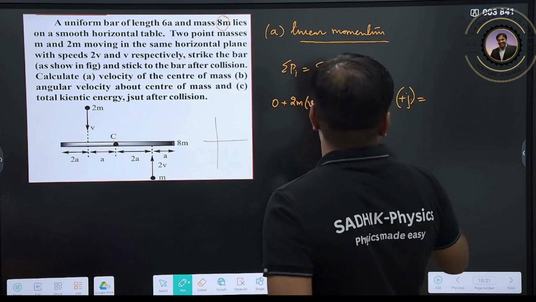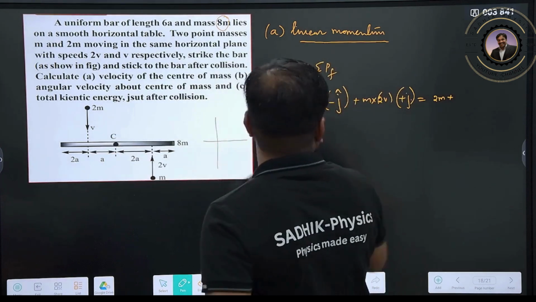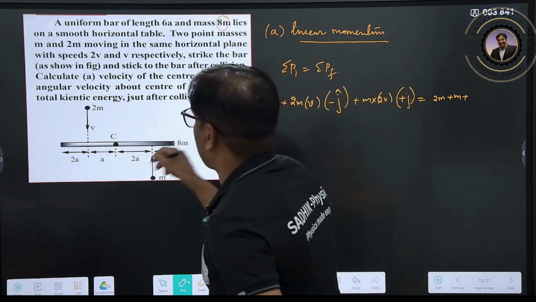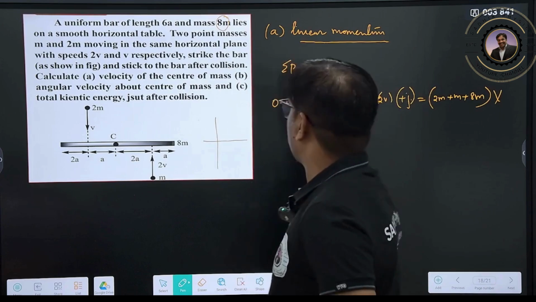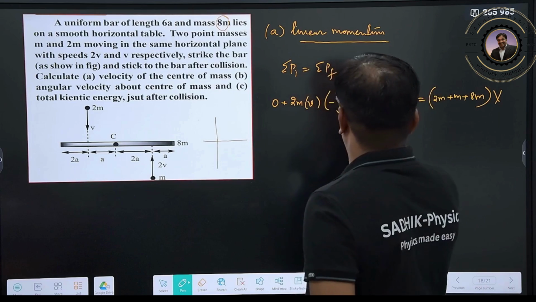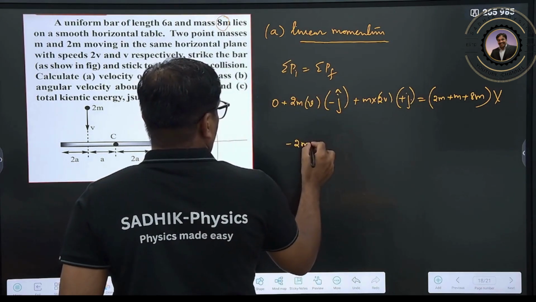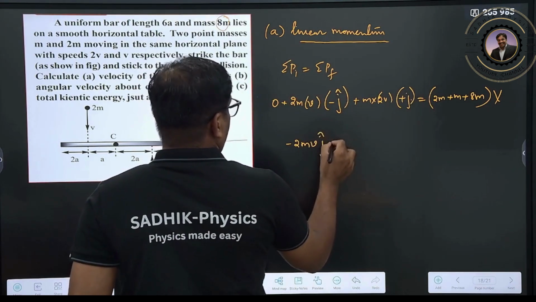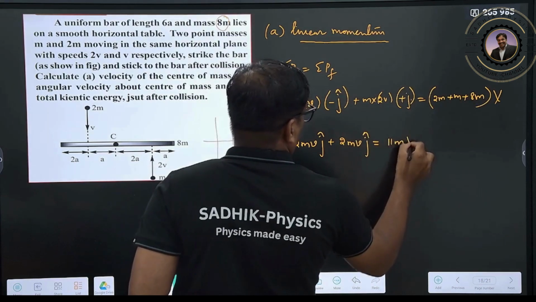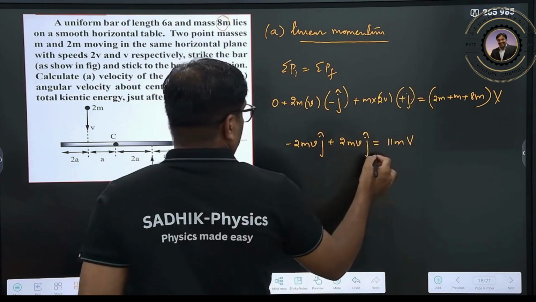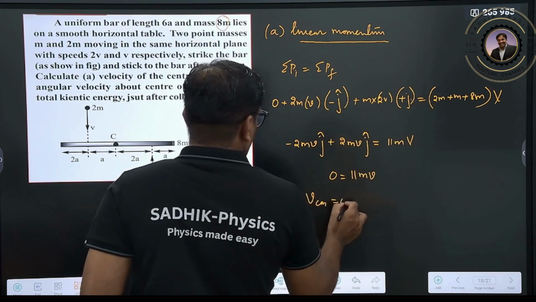What is it moving with now? The mass 2m is getting stuck to this one, plus m, plus the rod mass 8m, into the velocity after this. So the result: minus 2mv j cap plus 2mv j cap, therefore it is 11m into v of the center of mass equals 0. So the velocity of the center of mass becomes 0.